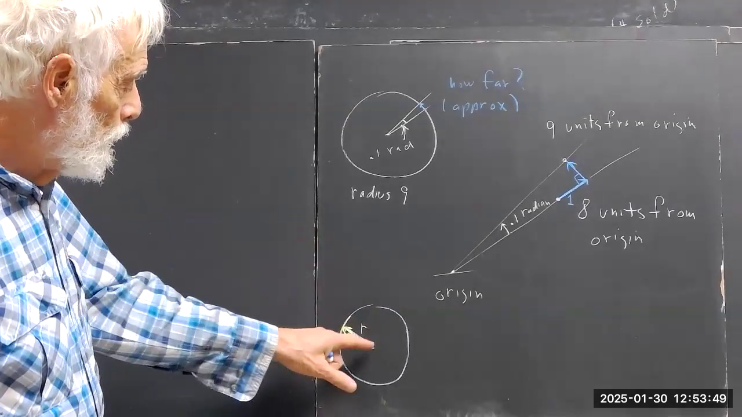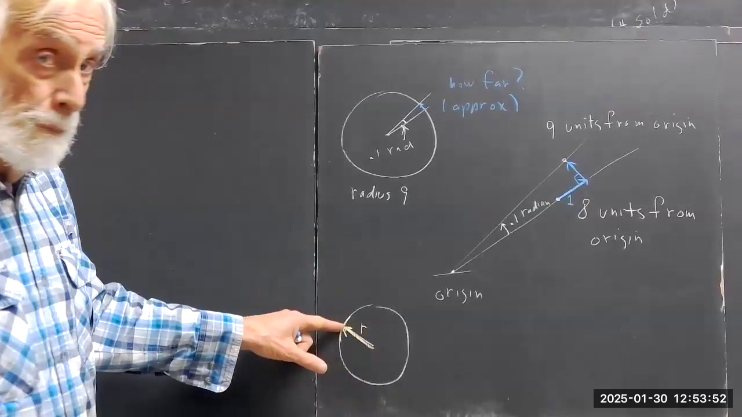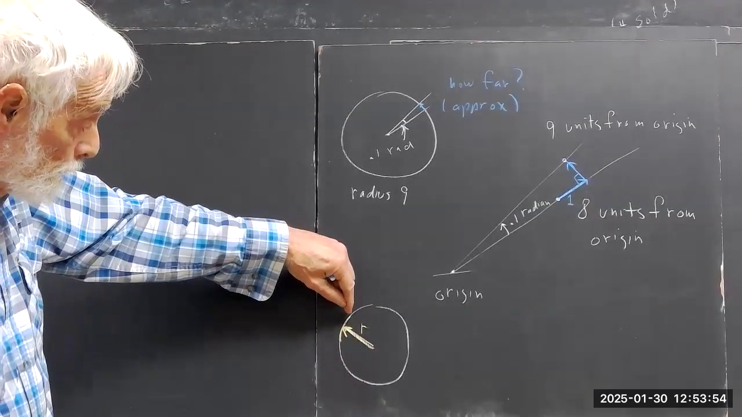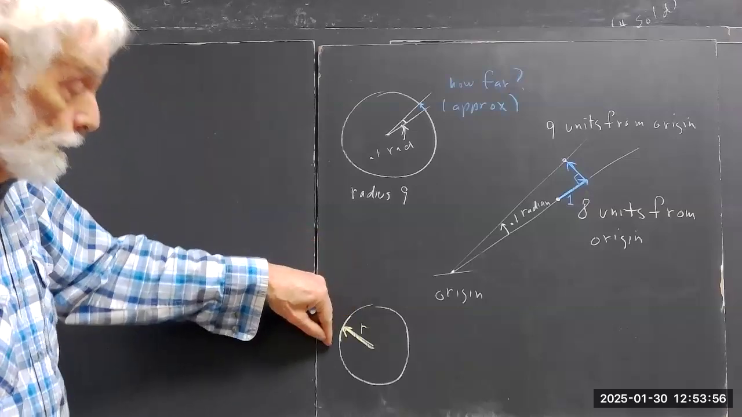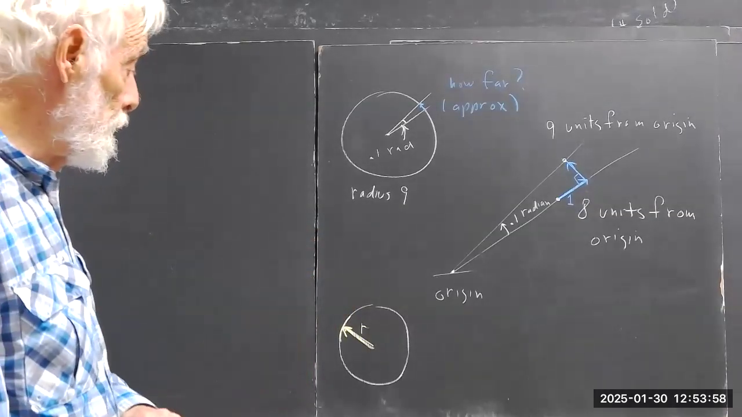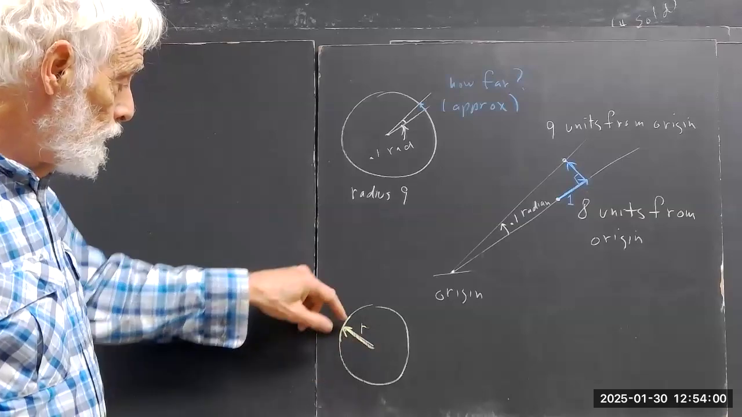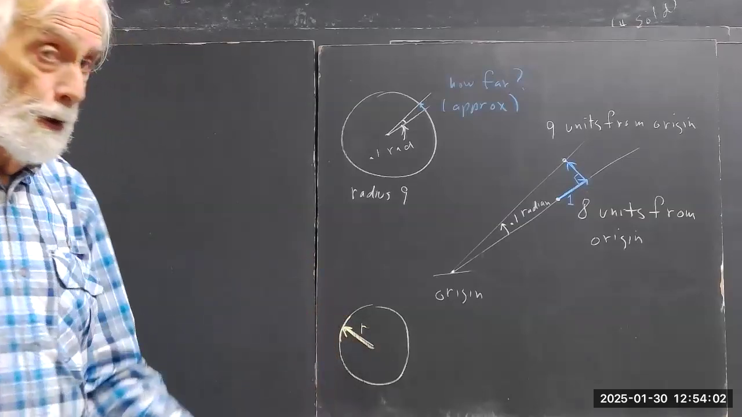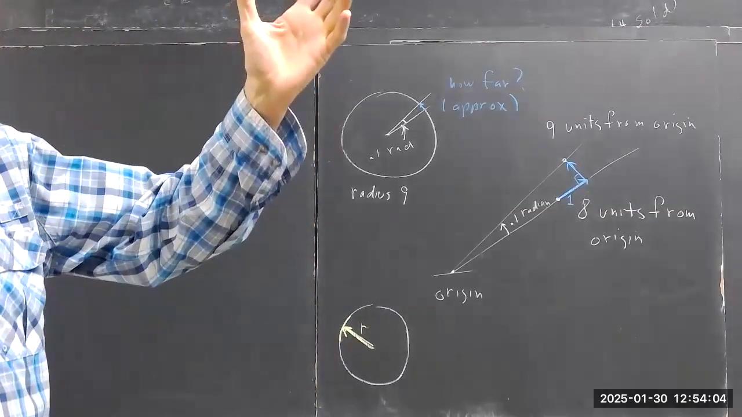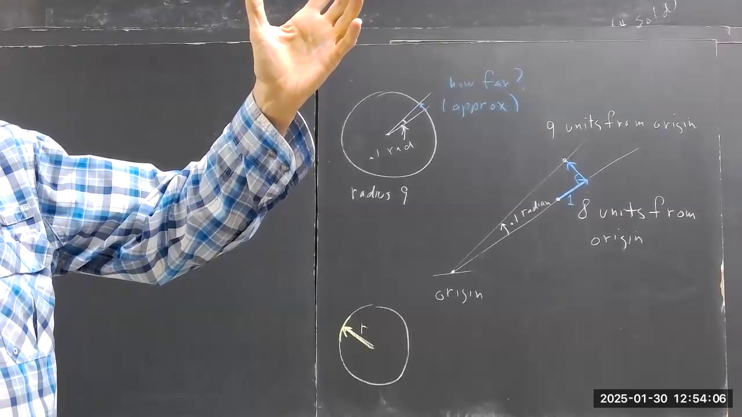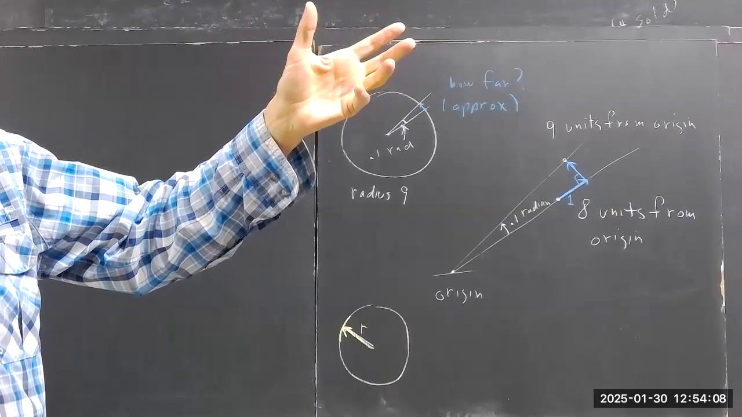You have to walk further. If you wanted to walk from here to here, along the circle, which distance is greater? The radius or the length of that arc? How many think the radius? How many think the length of the arc?